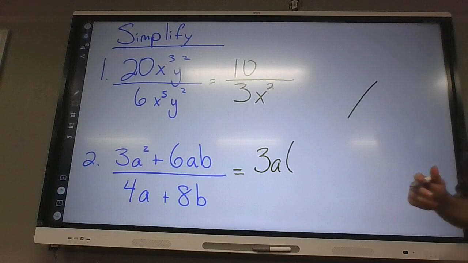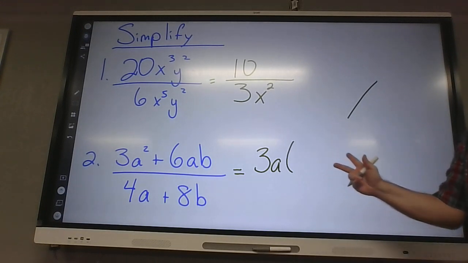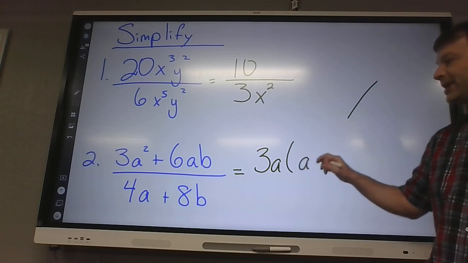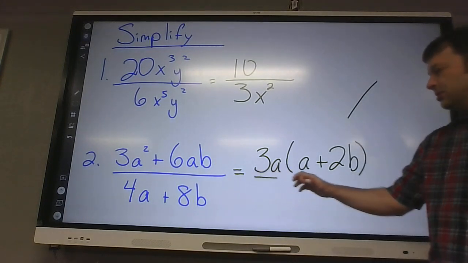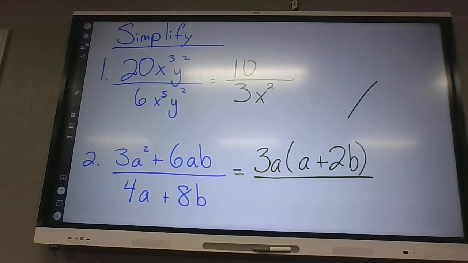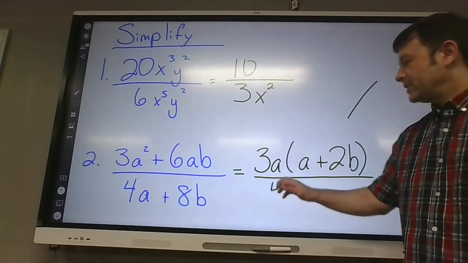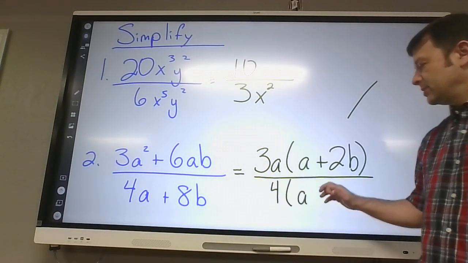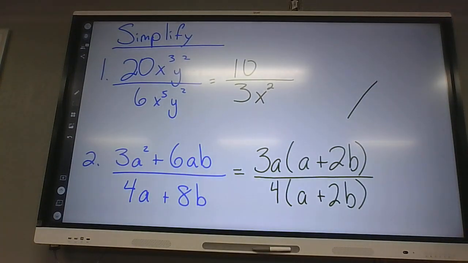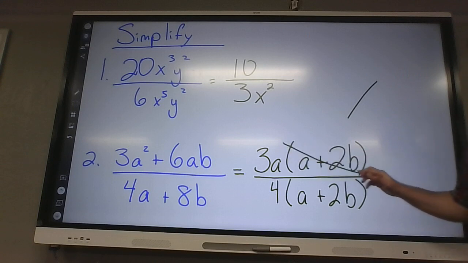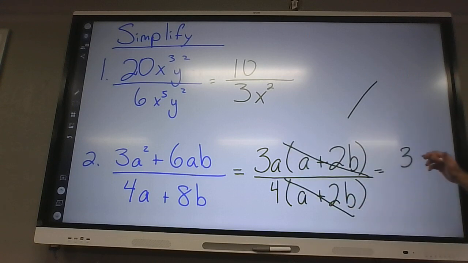Why are you taking that? Because you can. If I divide both terms by 3A, what I'm left with is A plus 2B. Okay, and then on the bottom, what? If I take out a 4, I'm left with A plus 2B. Basically, if nothing cancels out, you did something wrong. A plus 2B's, yeah. Bye-bye. So it's just 3A over 4. If the 3 and 4 could be reduced, you would need to reduce that. In this case, they don't.